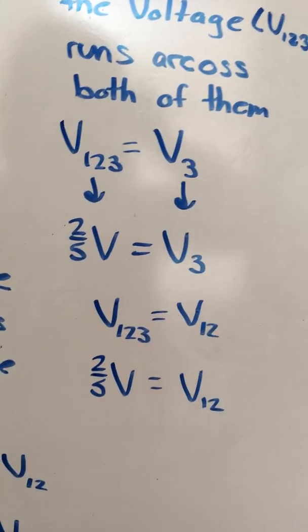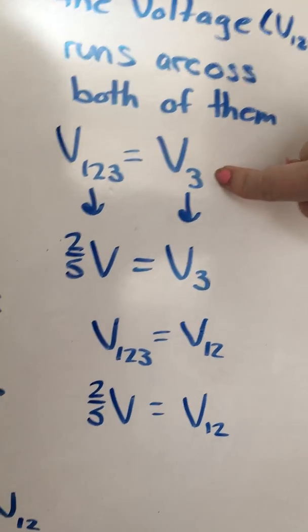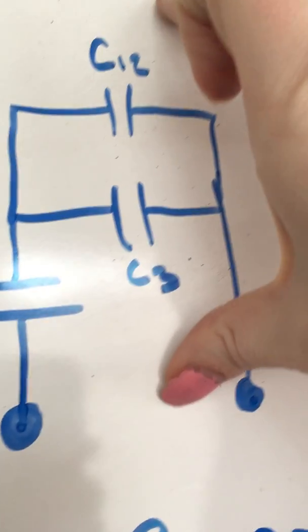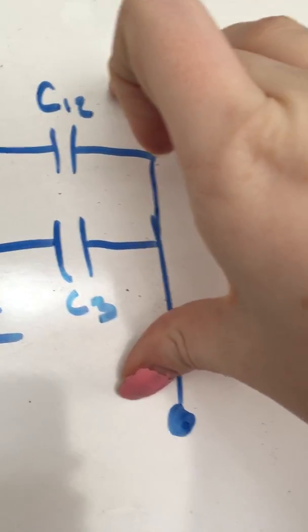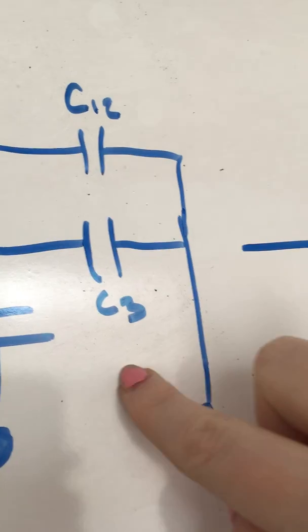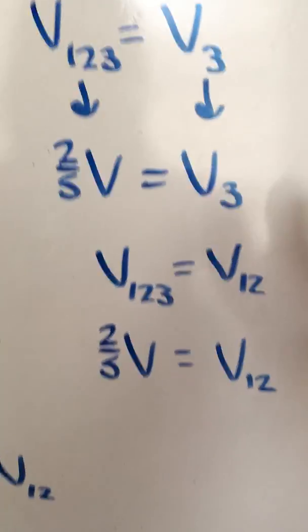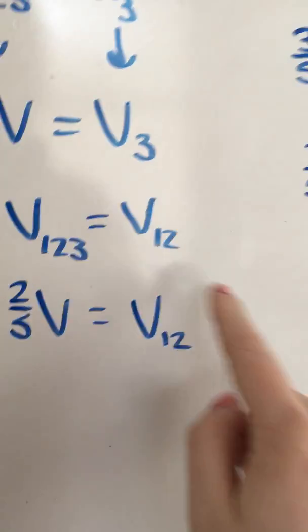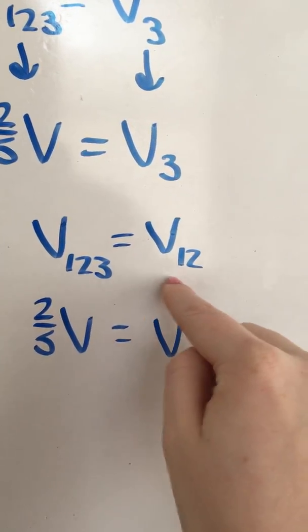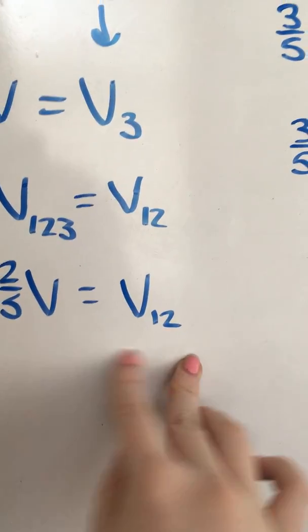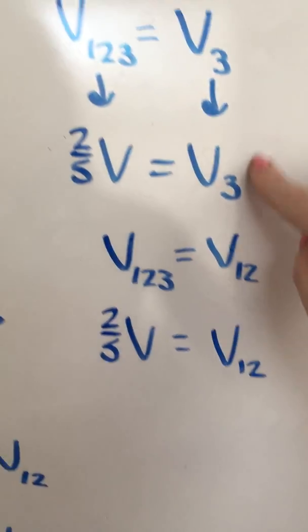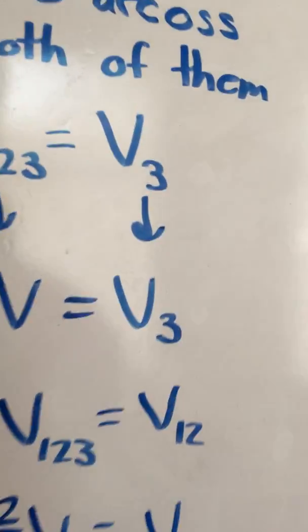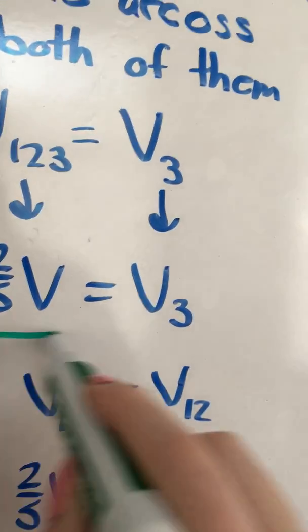found down here. So we said that for capacitor 3, we know that that's equal to V123, which I set up here. Since both of these are going to have magnitude of V123, this is going to be equal to V123, and this is going to be equal to V123. So V3 is equal to 2/5 V, and down here we have V123 is equal to V12, so again 2/5 V is equal to V12. Now, since we have V3 right here, that's one of our answers that we're looking for, so I'm just going to box that real fast.